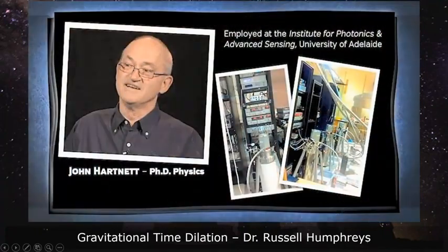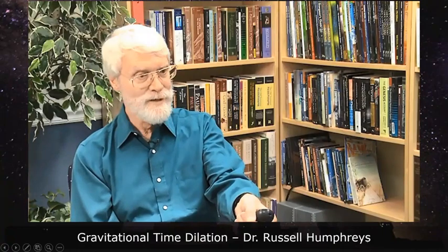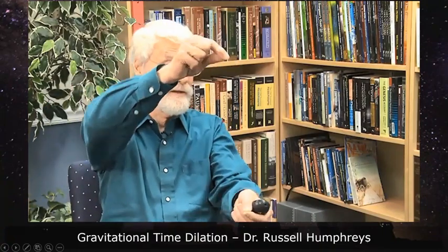My friend Dr. John Hartnett in Australia, a physicist there, makes very precise atomic clocks. John's clocks are so precise that he can measure the gravitational time dilation difference in clock rate between something here and something 1 foot above it.